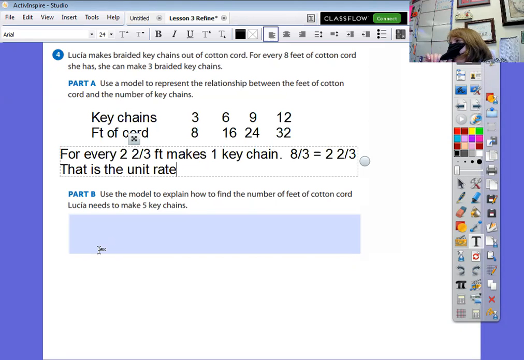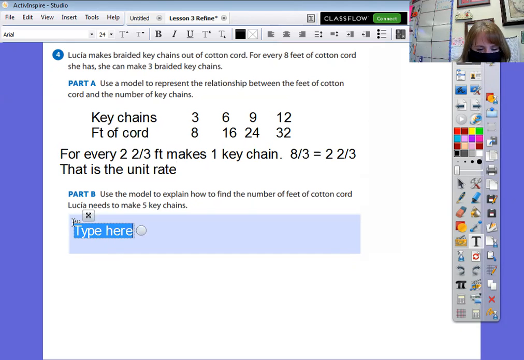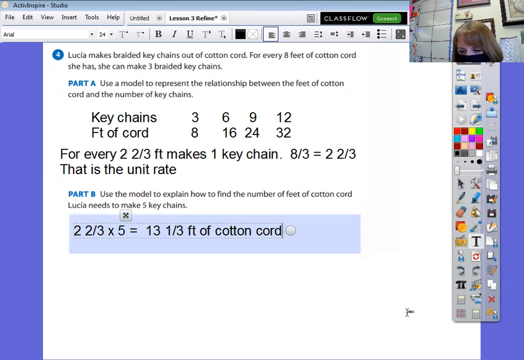Okay, I don't want to know the answer. I want to know the process. So what did you do to find the amount of cord needed for 5 keychains? All right. Oh, I haven't heard from you today, Andrew. Did anybody do anything different than that? All right. So now, with that being said, what's our answer? What is it? 1/3. Okay, repeating. All right.